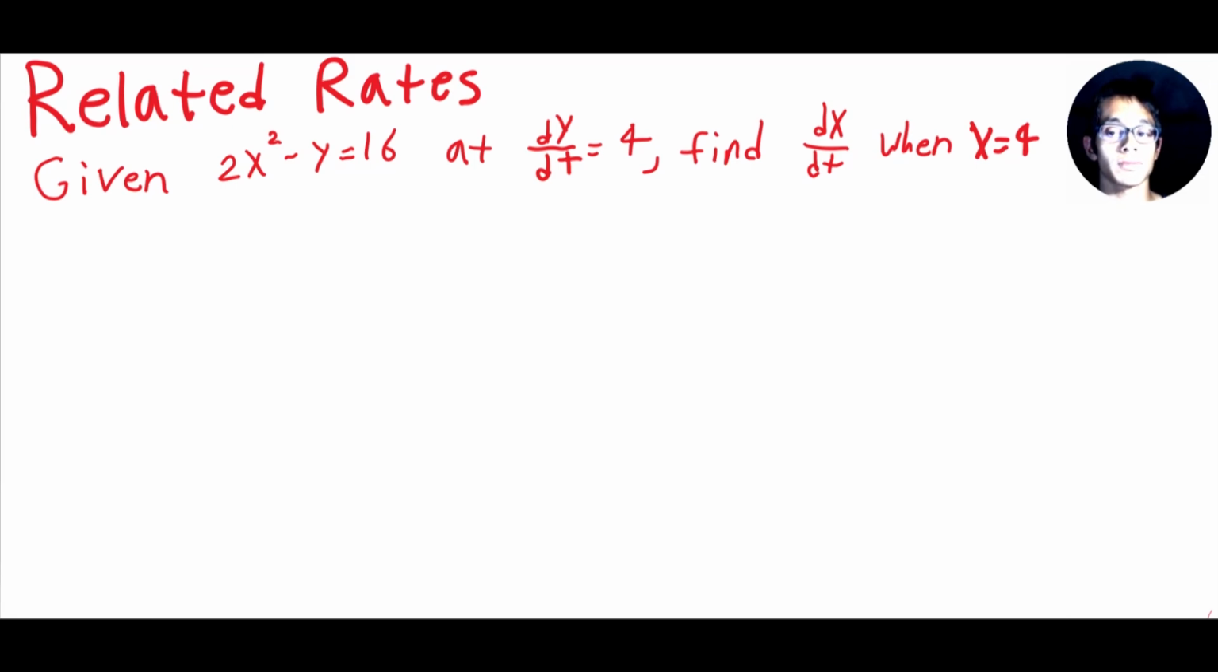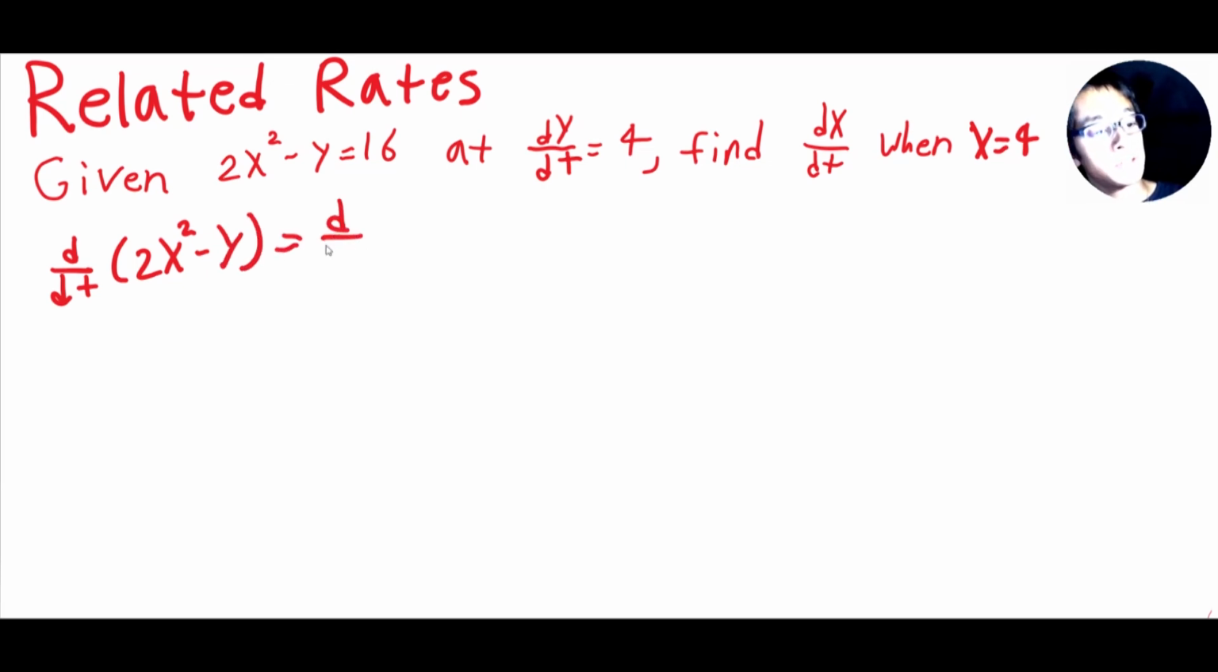value of x. The first step to doing these kinds of questions is to take the given equation, which is 2x squared minus y is equal to 16, and derive both sides of the equation with respect to time. So let's go ahead and do that. First, we can start with the left side of the equation. d/dt of 2x squared minus y is equal to d/dt of 16.